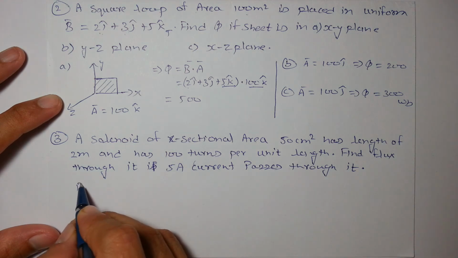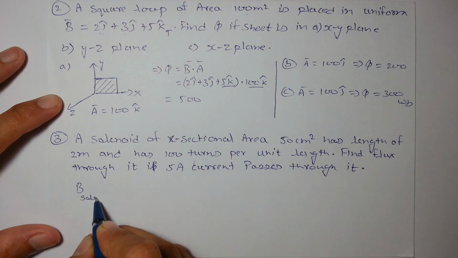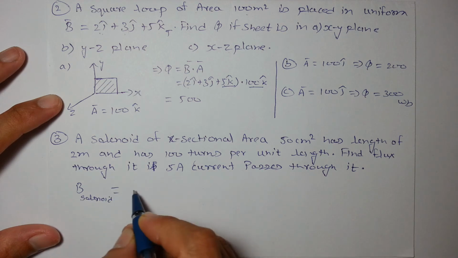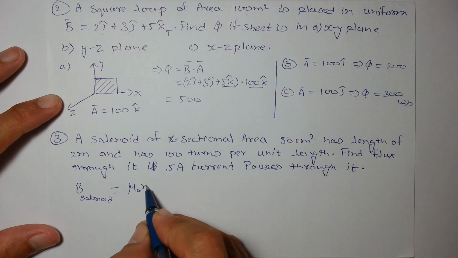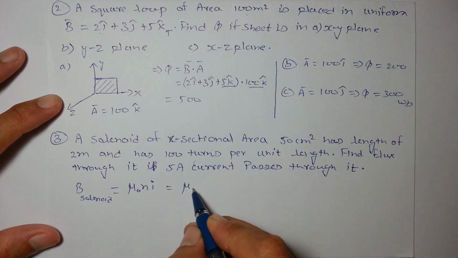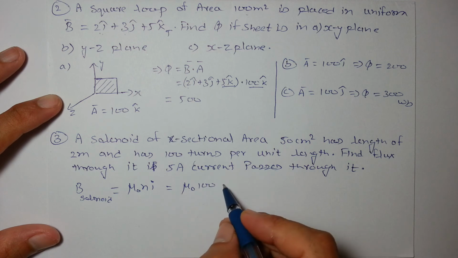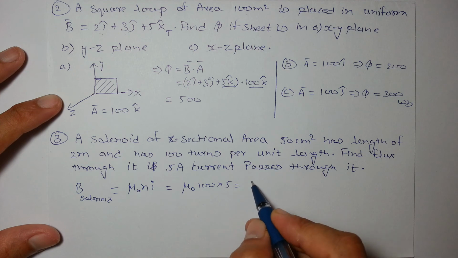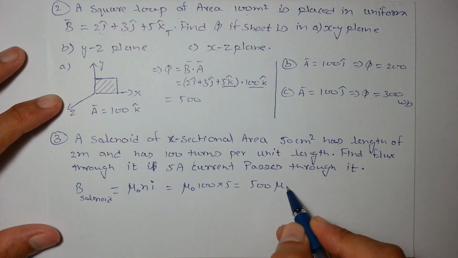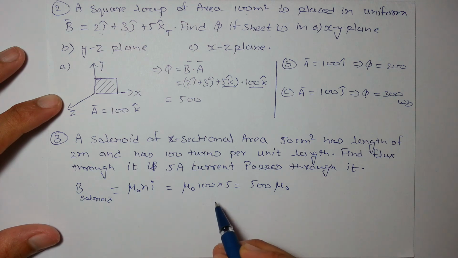As we know, the magnetic field due to a long solenoid is mu naught n i, and we can consider it to be uniform inside it, so that will be mu naught, n is 100 turns per unit length, into i is 5. So the magnetic field is 500 mu naught. We are not putting the value of mu naught. Okay, so this is the magnetic field.